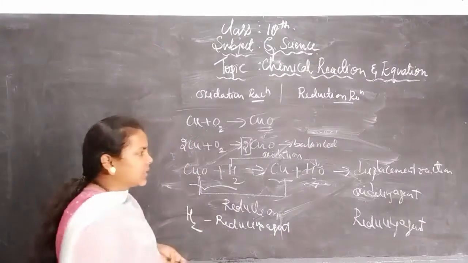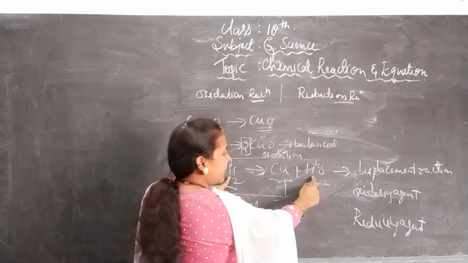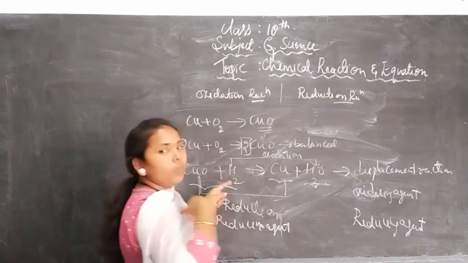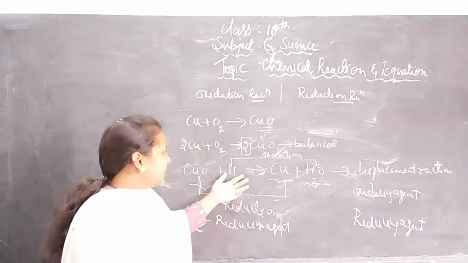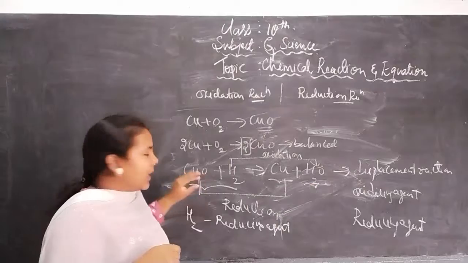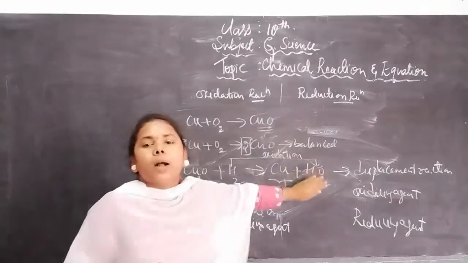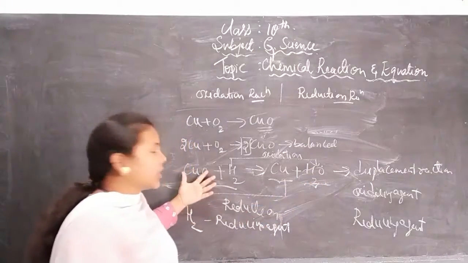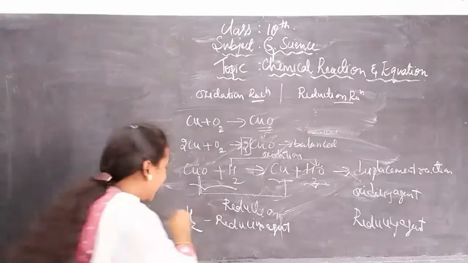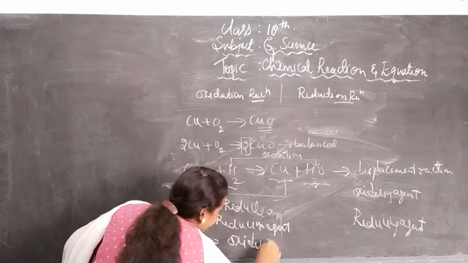Then what about the oxidizing agent? Hydrogen undergoes addition of oxygen. Hence, it forms water, H2O. Then where is this oxygen coming from? This oxygen is coming from copper oxide, right? Hence, copper oxide is helping hydrogen to become water, H2O. Hence, here copper oxide is a what? Correct. It is an oxidizing agent. Hence, copper oxide is an oxidizing agent.